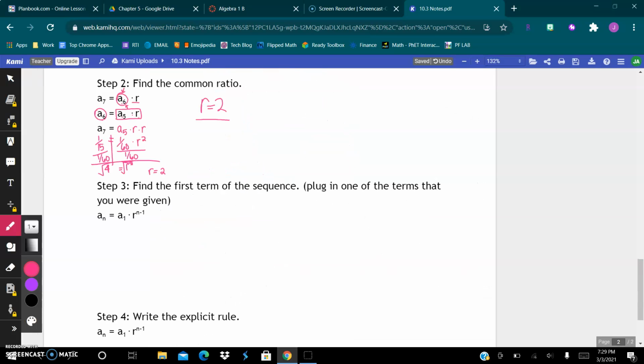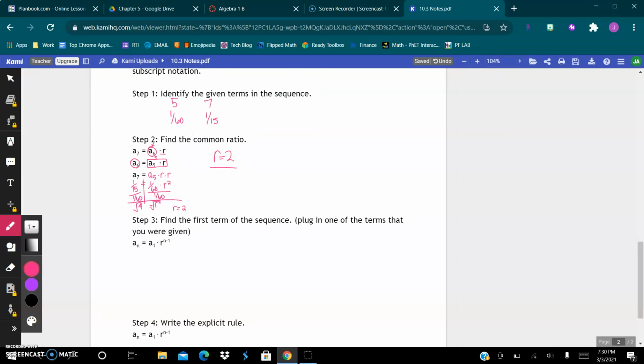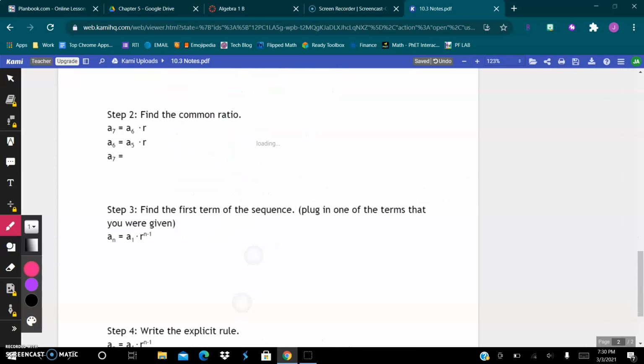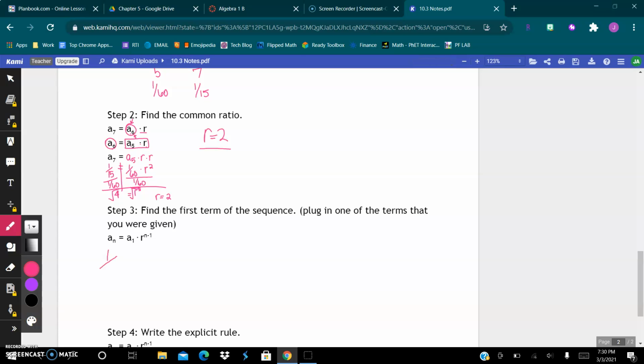Then we're going to use that to find the first term in the sequence. So we're going to plug in one of the terms that we were given. We just figured out that r was 2, and we also know the 5th and the 7th term. So I'm going to pick the 5th term to plug in here. So the fifth term would be our answer, which would be 1/60th. The first term is what we're trying to find. We don't know what a sub 1 is. r is 2, we just figured that out. And we know that this is the fifth term, so 5 minus 1 here.